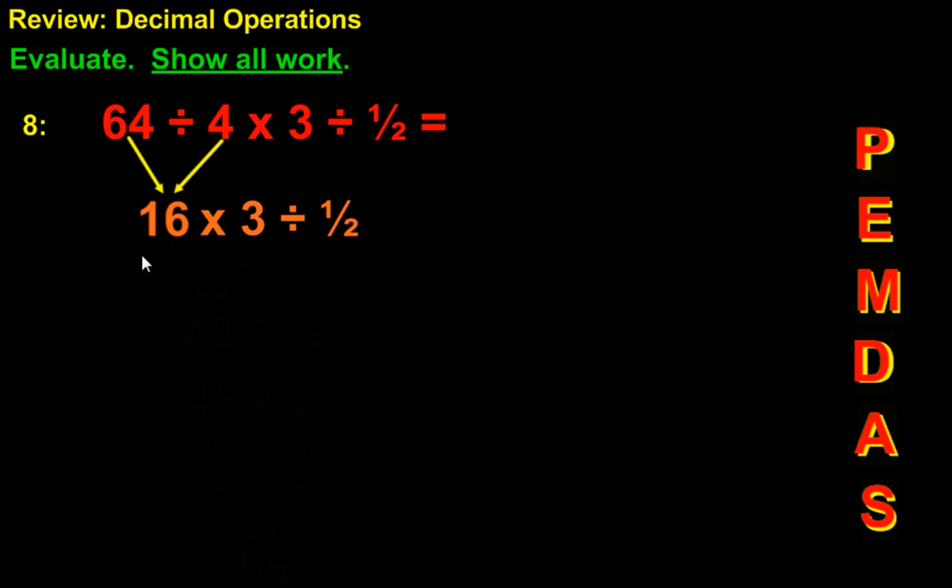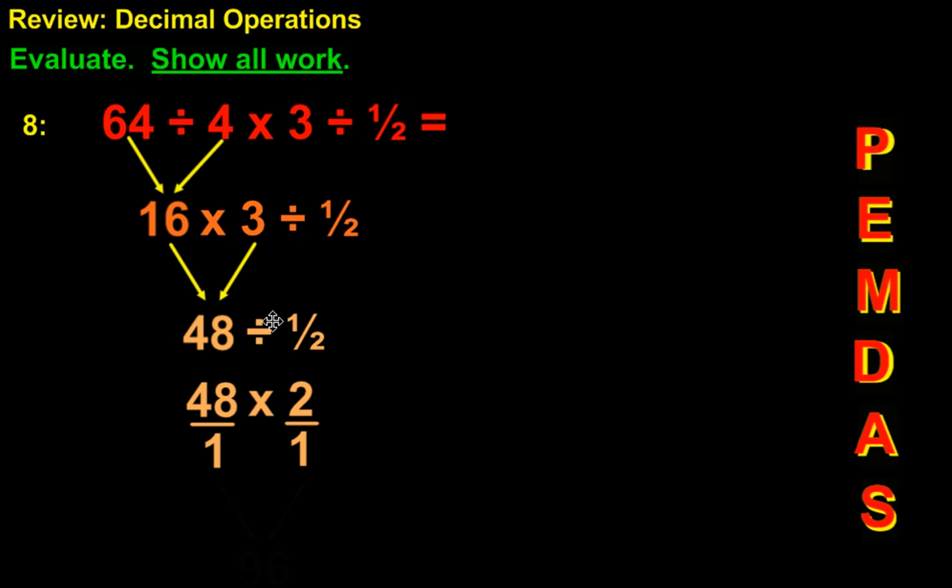And then I come back to the left, and I start working my way across. And the next thing I see is a multiplication problem, 16 times 3. And that gives me 48, and I just bring down the divide by 1/2. Now remember, when you divide by a half, you're actually multiplying by the reciprocal of the second fraction. So in this case, it's going to be 48 times not 1/2 but 2 over 1, and that is going to give us 96.